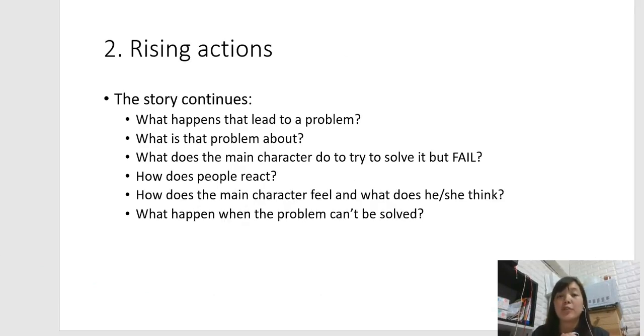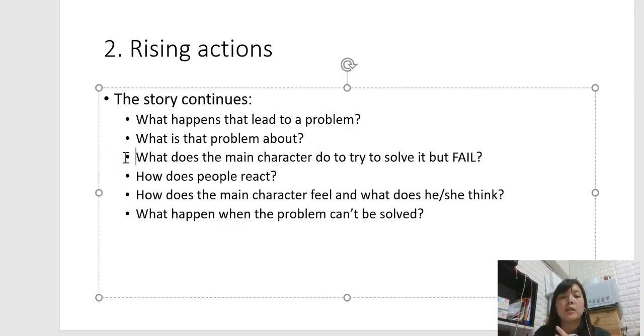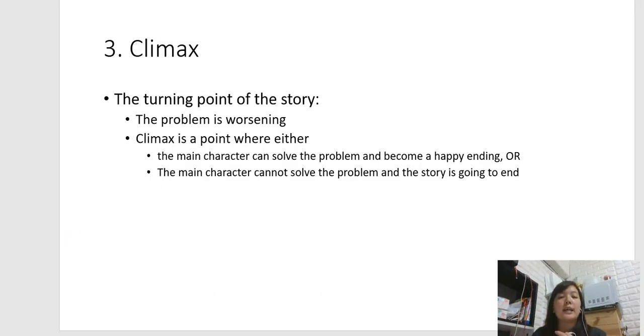After you have all these basic information set, then you can start to think about how the story develops. For example, what happens that will lead to a problem? Is there a problem for this main character? What is the problem about? What does the main character do to try to solve the problem but fail? Okay, and then how do people react to the problem? Or how does the main character feel or think about the problem? And what happens when the problem can be solved? So you need to think about these. Okay, there must be some problems, some conflicts that the main character needs to solve or needs to encounter so the story can develop.